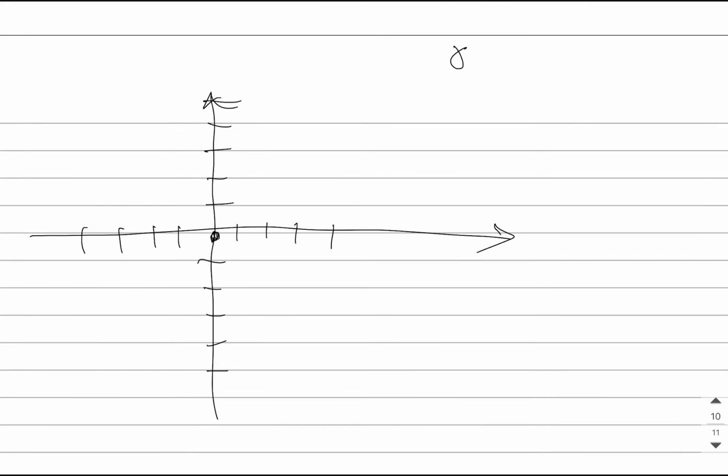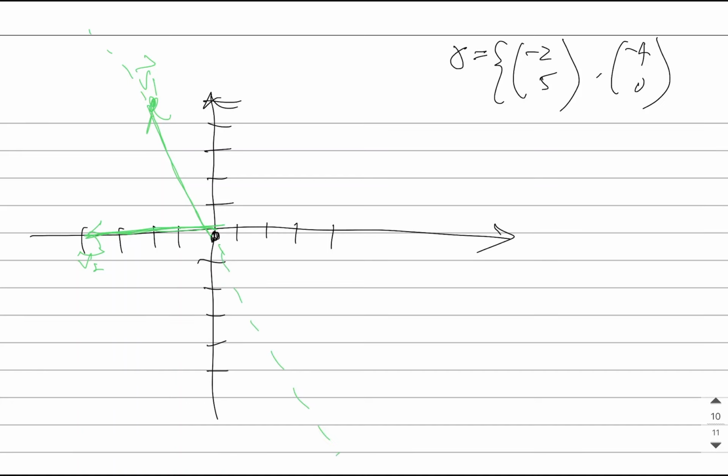Our gamma basis was the set that contained these two vectors. It was negative 2, 5, and negative 4, 0. So that means the second one here would be V2. So there's V2. And then V1 would live somewhere up here. Now, my original vector was x naught, and it was a half right there. So this is my x naught. It was basically a half of V2.